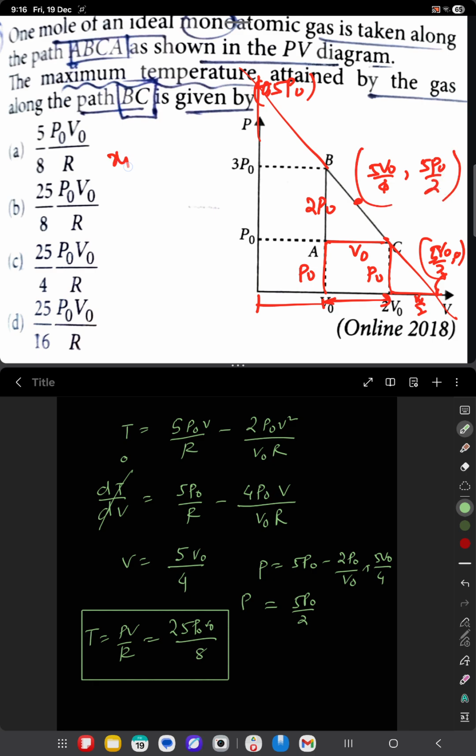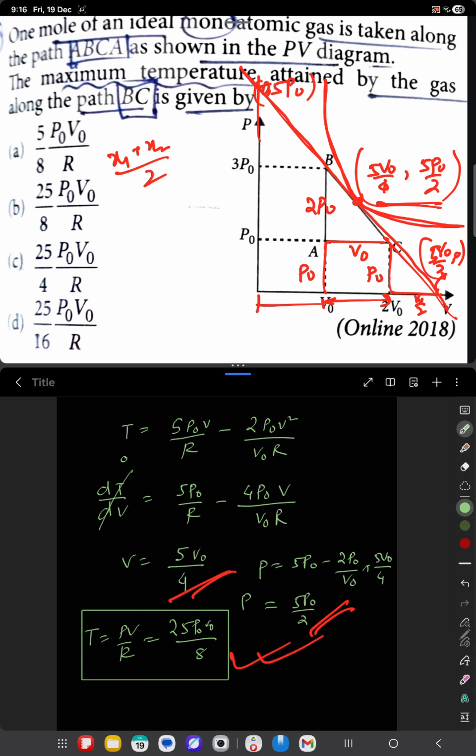Just add them up, x1 plus x2 by 2 and y1 plus y2 by 2. This should be the middle point, because this line will be the tangent to the isotherm. So this is your point, 5v naught by 4, 5p naught by 2, which we get by calculation. From there onwards you can find out the value of T. This point will be the middle point of these 2 points, the middle point of the intercepts, not the middle point of BC.